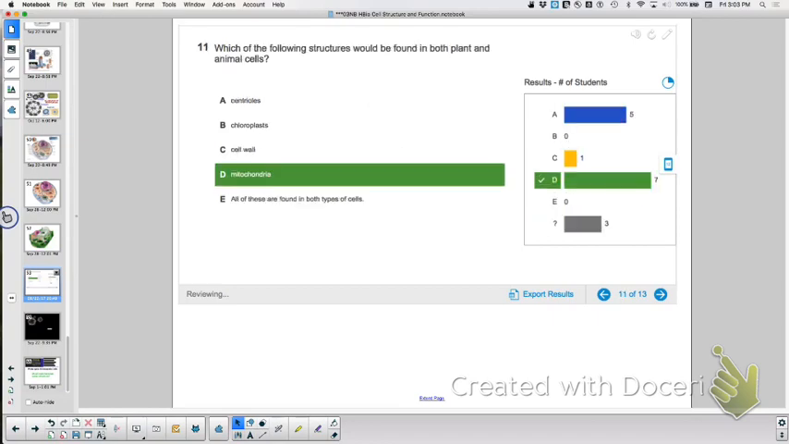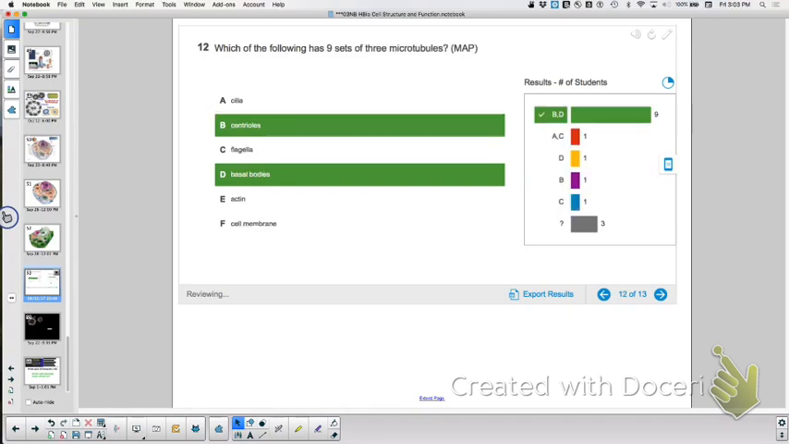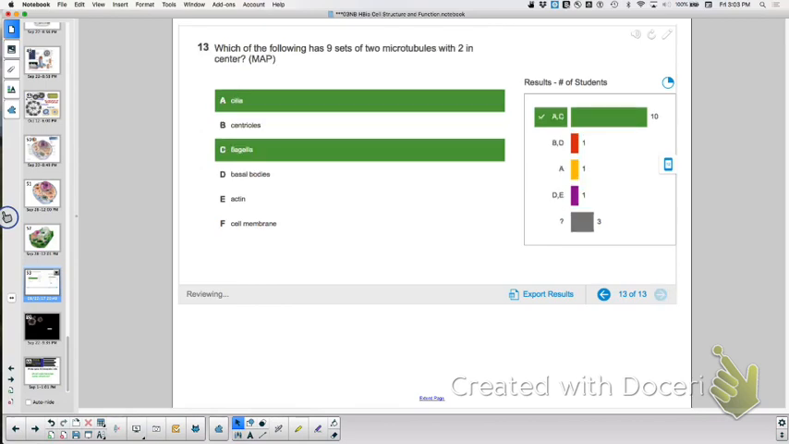Okay? Definitely the cell membrane doesn't. Which of the structures will be found in both plant and animal cells? Mitochondria, not centrioles. Centrioles are only found in animal cells. And not cell walls. You're an animal cell. You don't have cell walls. Okay. Number 12, 9 sets of 3, centrioles and basal bodies. Cilia and flagella have 9 sets of 2. Okay, and that was question 13.